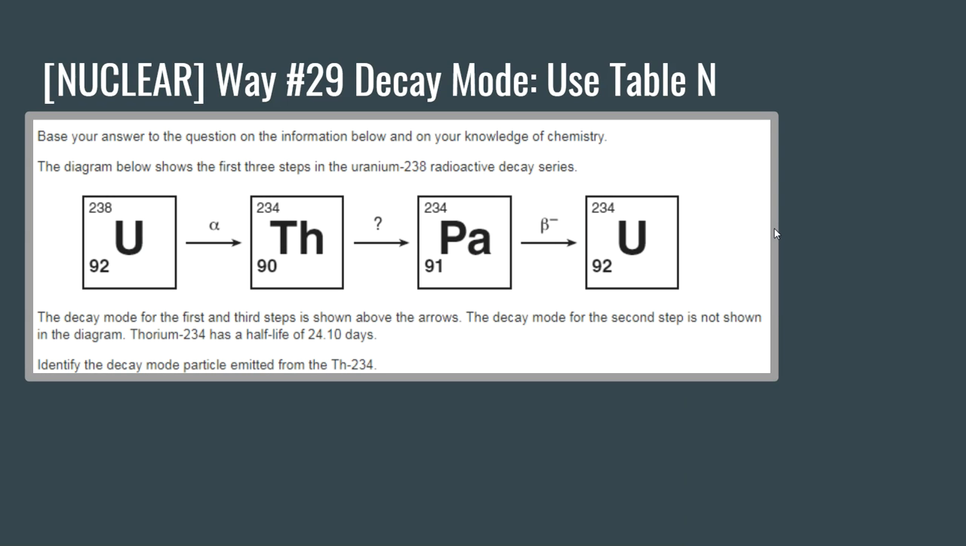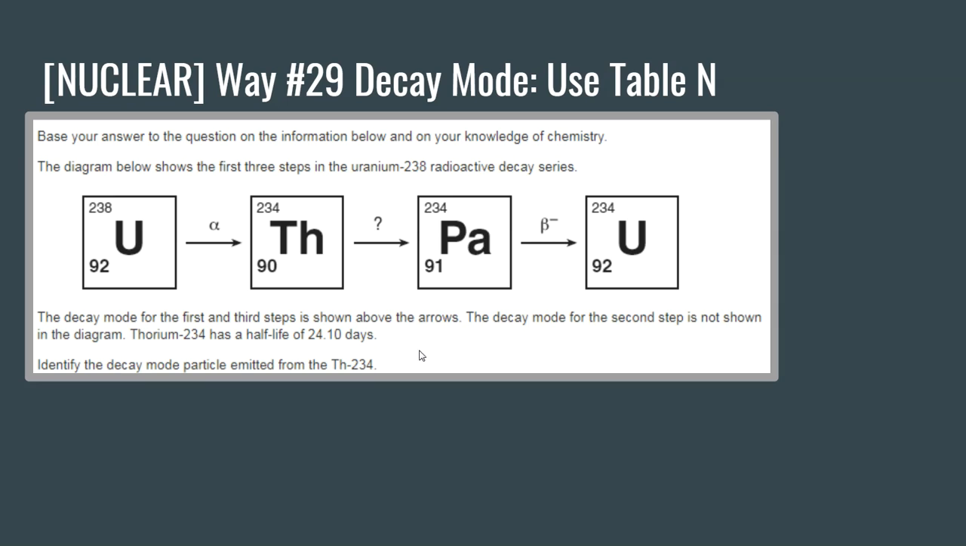The diagram below shows the first three steps in the uranium-238 radioactive decay series. Here it shows uranium-238 undergoing alpha decay into thorium-234. It's not known what type of particle gets released to transform thorium-234 into protactinium-234, and it tells you that protactinium-234 decays into uranium-234 via beta minus decay. The decay mode for the first and third steps is shown above the arrows. The decay mode for the second step is not shown; it's indicated by this question mark. Thorium-234 has a half-life of 24.10 days. Identify the decay mode particle emitted from the thorium-234.